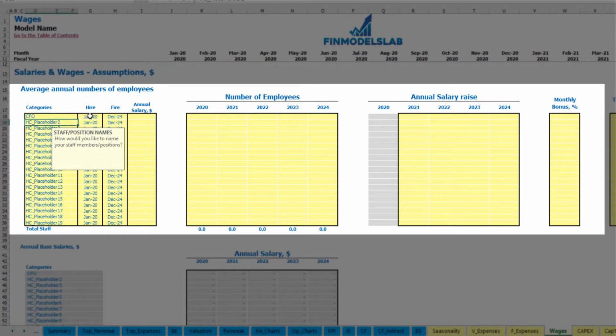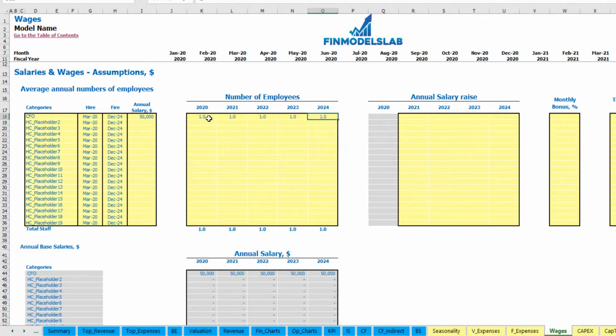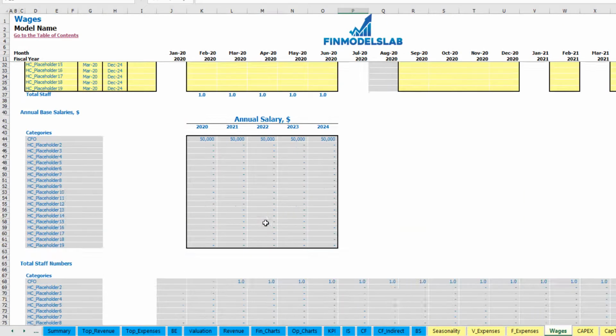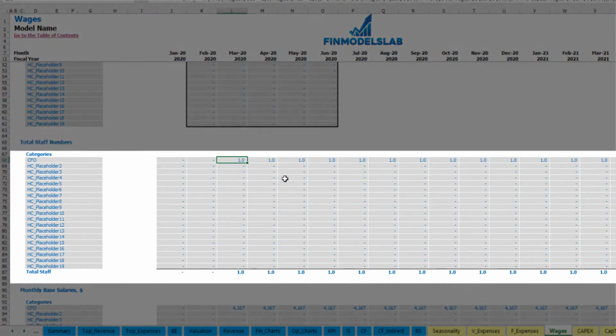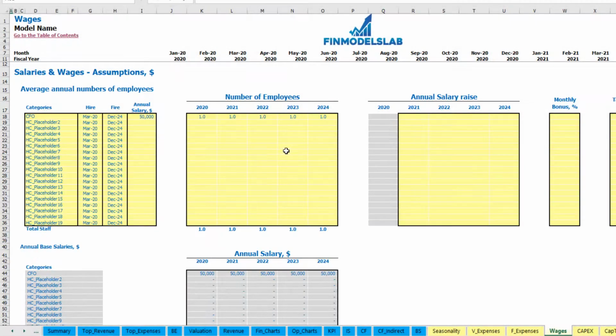CFO, which you are going to hire in March 20. You're not going to fire him, so the fire date will be December 24. The annual salary can be $50,000, and this will be one CFO over the time. So you may see one CFO, which is one headcount, starting from March till the end of the model, which is December 24. Also, you can input 5% of salary growth rate. You may see the amounts by years connected to this annual salary and impacted by annual salary rise.